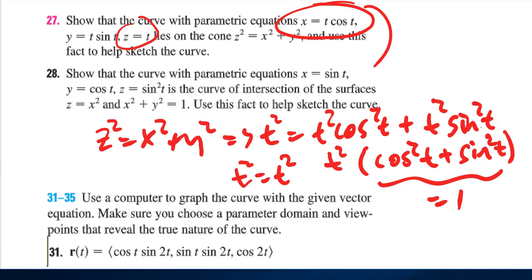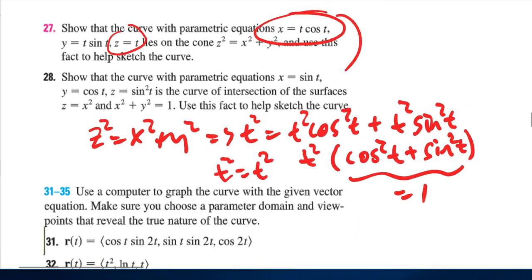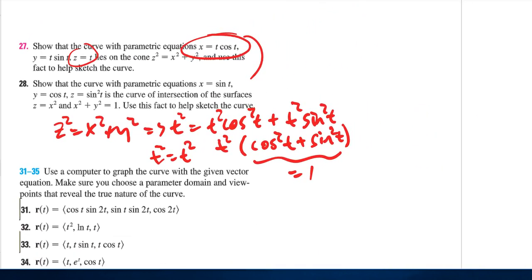So now we've got to sketch the curve. So it's on a cone. It's on a cone. So we draw the cone.